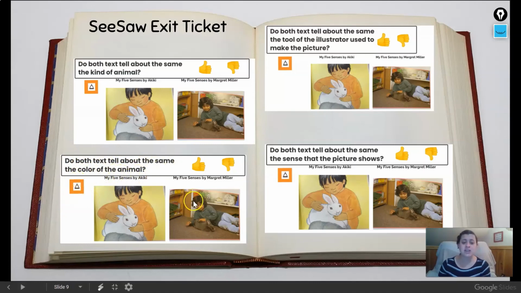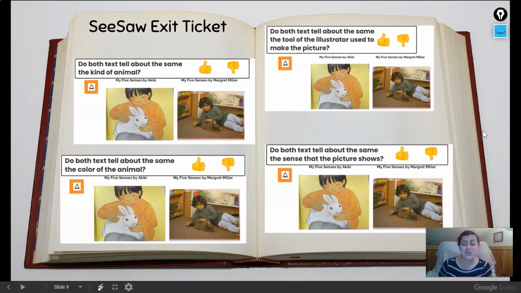By using the pencil, either circle thumbs up, thumbs down. On page 3, do both texts tell about the same tool the illustrator used to make the picture? Using the pencil, thumbs up, thumbs down. And the last page, do both texts tell about the same sense that the picture shows? Using the pencil, thumbs up, thumbs down. When you're done, click the green check to submit.